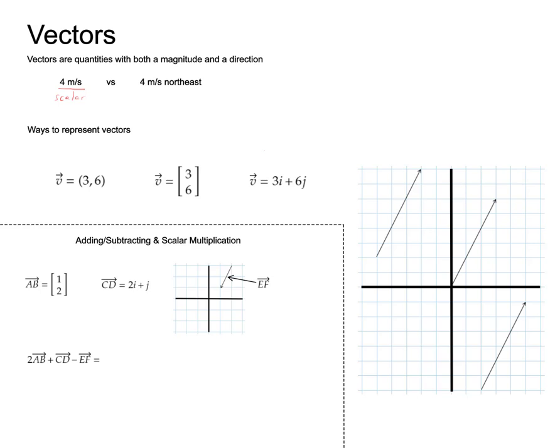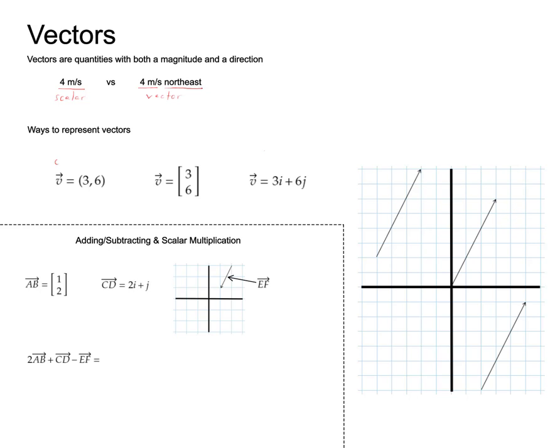Versus 4 meters per second northeast, now we have the scalar quantity, which is known as the magnitude, and we have the direction, northeast. So this is actually a vector right here. Let's talk about ways that we can actually represent vectors, and there's actually several different ways. First, you can view a vector with coordinate point 3, 6. That can just be a vector. So that would imply that you're going 3 in the x direction and 6 in the y direction.